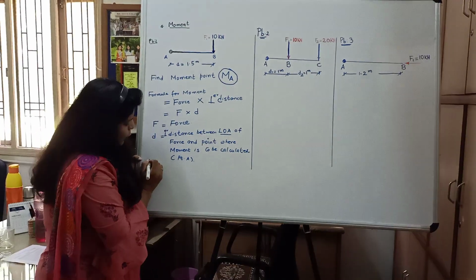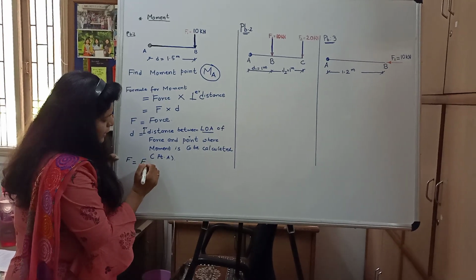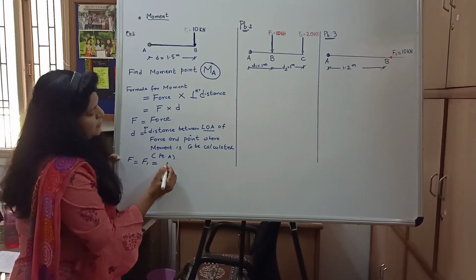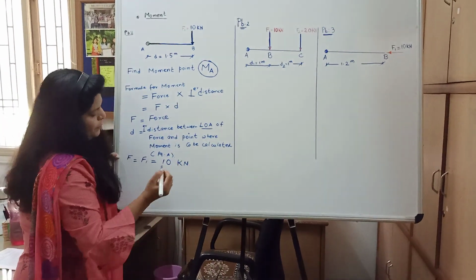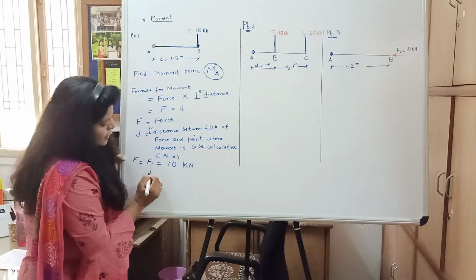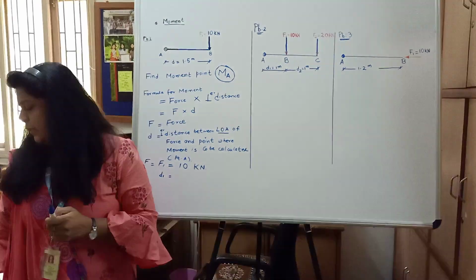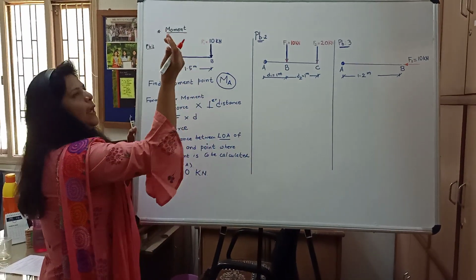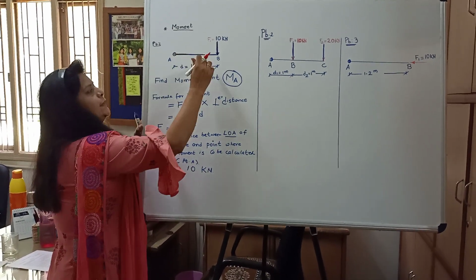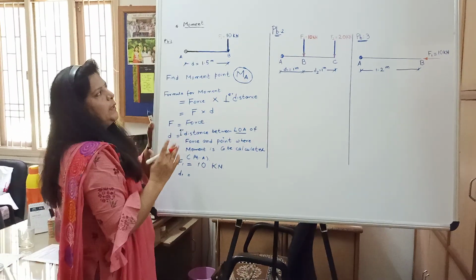So what is force? Force F, that is equal to F1, that is equal to what intensity? 10 kilonewtons. What is distance D1? First of all I will draw the line of action of force F1. What is line of action? How can you get the line of action? You have to extend the point on which the force is acting in the forward and backward direction.